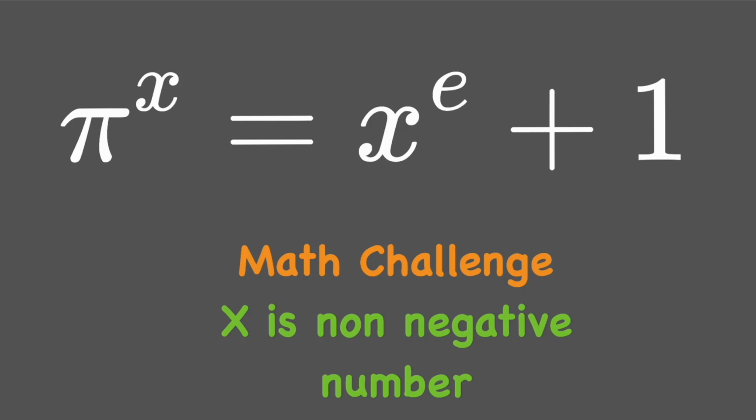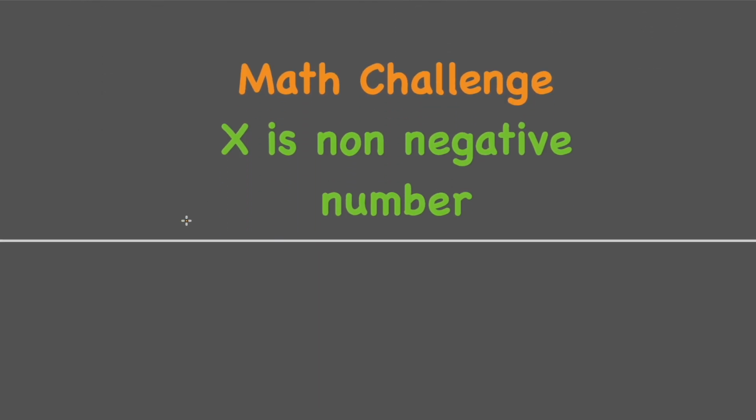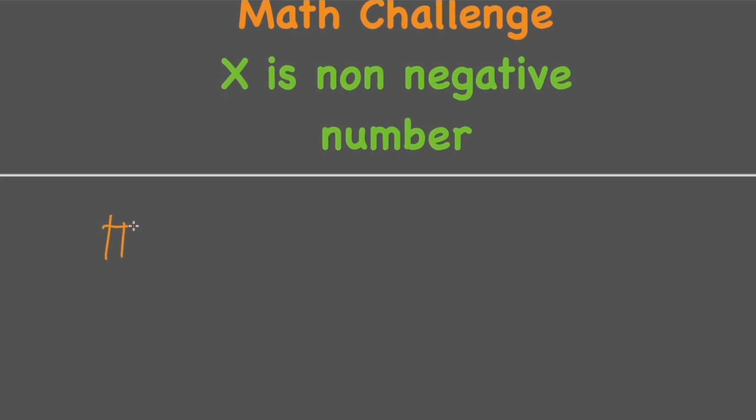That is the exponential equation: pi power of x equals x power of e plus 1. Now let's get started. We have pi power of x equal to x power of e plus 1, and x is a non-negative real number. It means x is greater than or equal to 0.